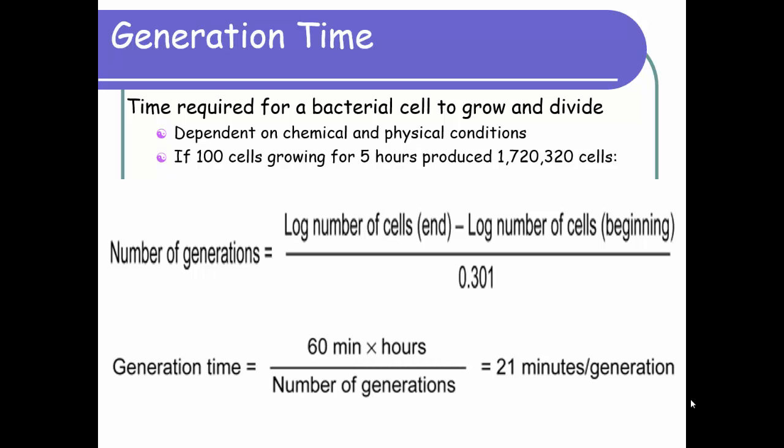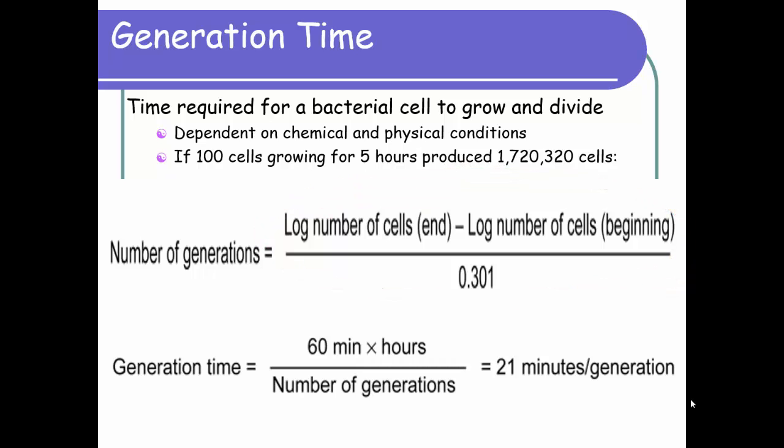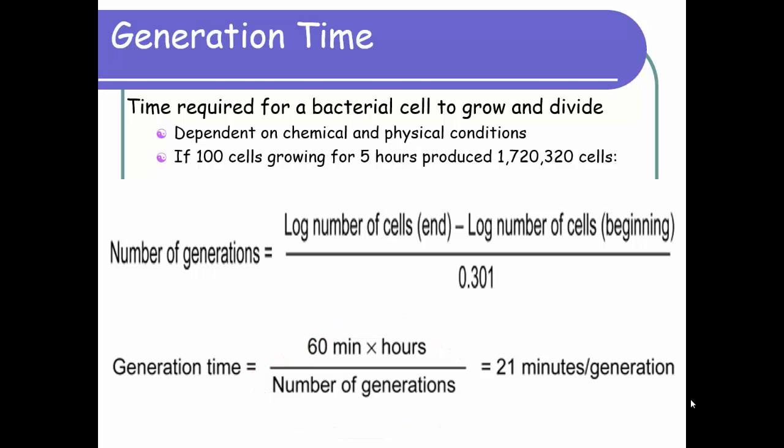So, for example, if 100 cells are growing for 5 hours and produce 1,720,320 cells, we will take the log number of cells at the end minus the log number of cells at the beginning, divided by a constant 3.01, and that gives us the number of generations during this time. We then can take 60 minutes times hours and divide by the number of generations, and that gives us a constant 21 minutes per generation.